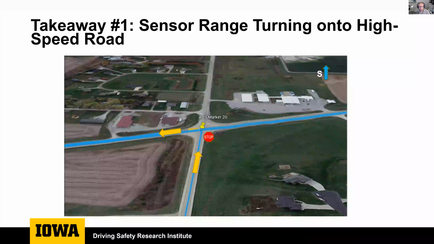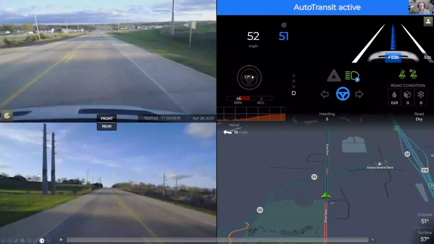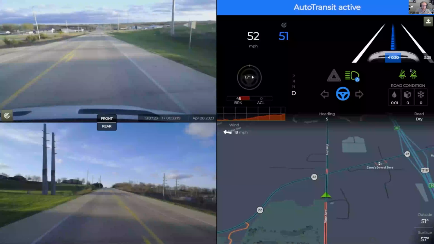So Omar, if you could go ahead one slide. Before we start playing here, I want to introduce everybody to this layout because you'll see it over and over again throughout the course of this webinar. This is a playback of a part of a drive.